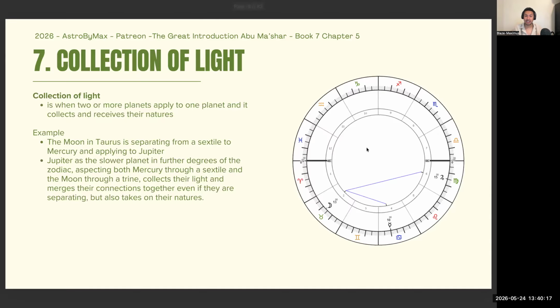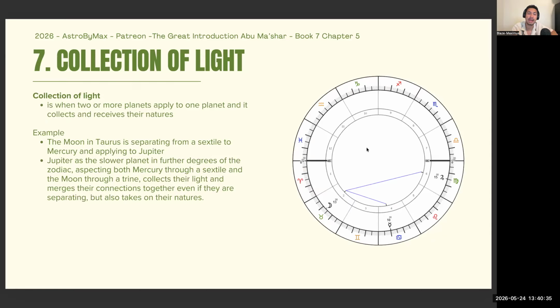And then we have collection of light. So those are transfers of light. This is the transfer between connections of planets. But then we have collection. That's when two or more planets apply to one single planet, and it collects and receives their natures.